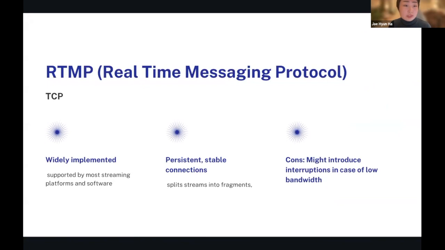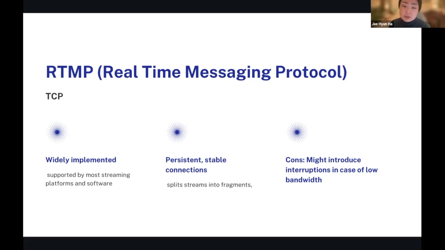RTMP, or Real-Time Messaging Protocol, remains one of the most used streaming protocols and is supported by most streaming platforms and software. It was originally developed as a proprietary protocol by Macromedia for streaming between Flash Player and a server. Adobe, which later acquired Macromedia, has released an incomplete version of the protocol for public use. RTMP is based on TCP and it maintains persistent, stable connections and allows for low latency communication. And here latency basically means delay.